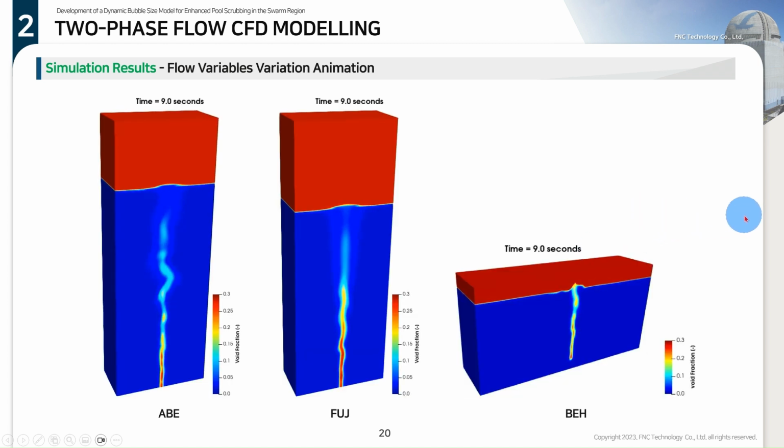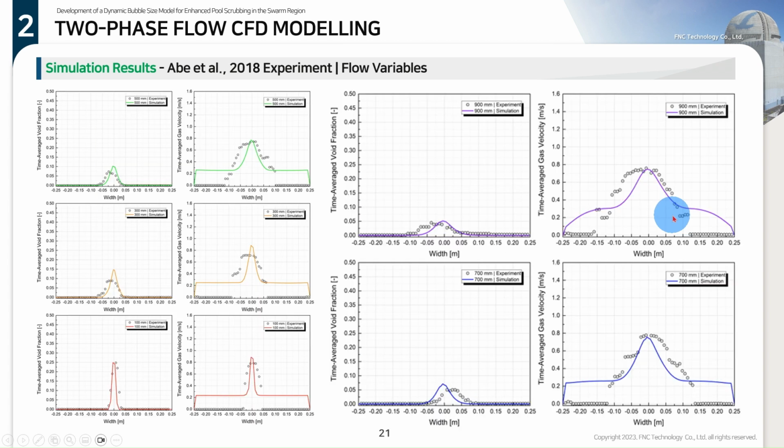This one shows an animation of the simulations. As we can see, the classic bubble column behavior can be seen, and for higher velocity cases, there's more like a column. However, in lower velocities, there's more like a variable bubble column behavior.